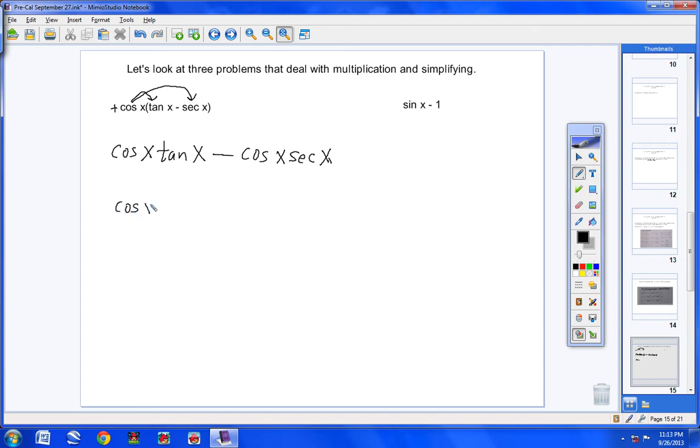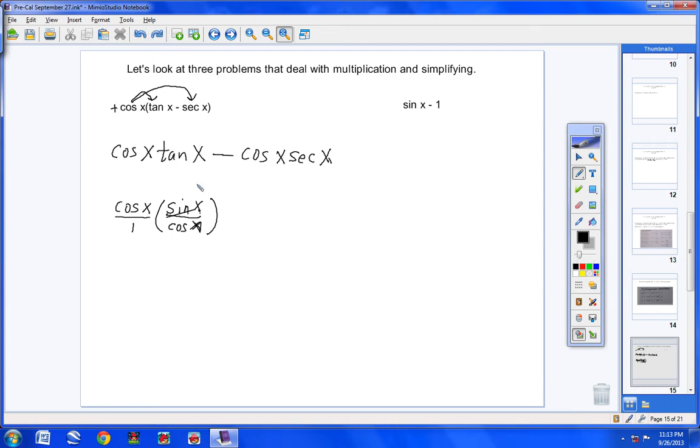I'm just going to say cosine over 1. That's okay. I can put anything over 1. Now guess what I'm going to put for tangent? If you'll look at your trig identity sheet, you're going to see tangent is the same thing as sine x over cosine x. Okay? So I can make that substitution. So for tangent x, I substituted sine over cosine.